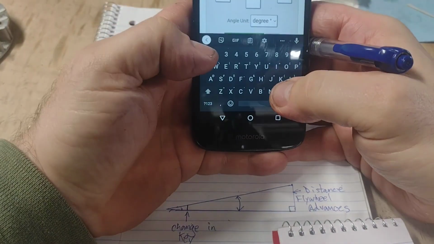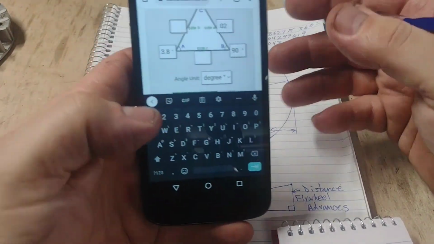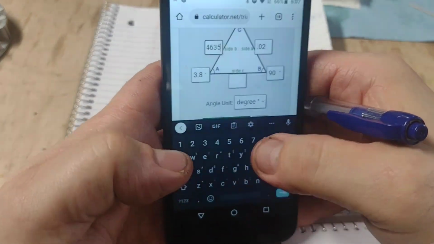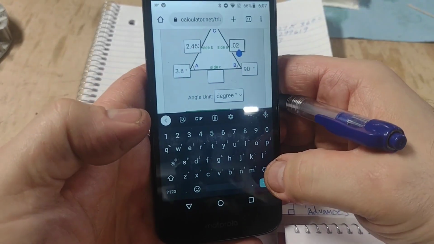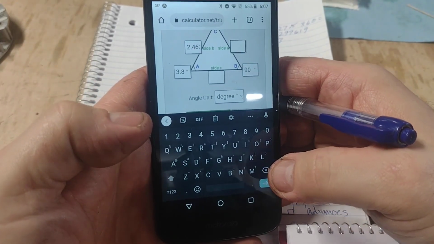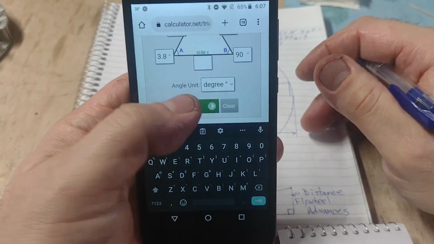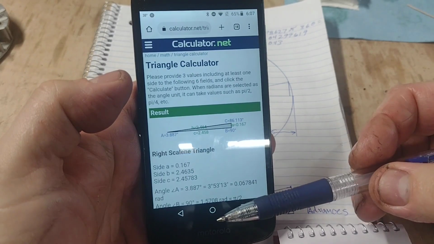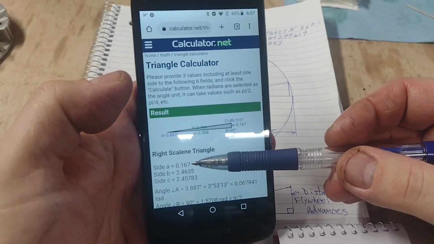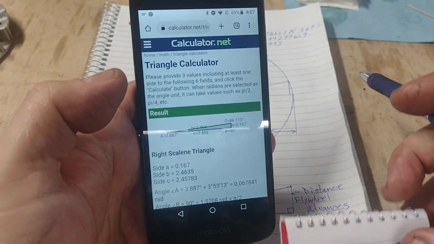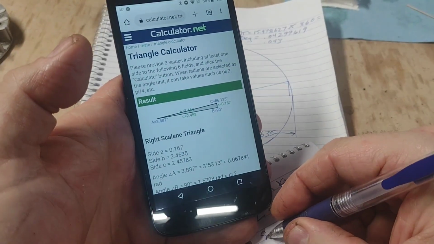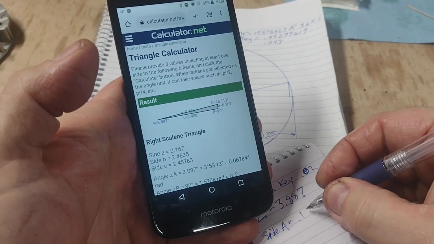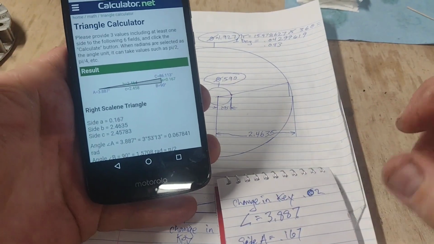Hypotenuse is 2.4635. Side A, we don't know. That's what we're trying to figure out. So get rid of it. Calculate. 2.4635 is there. All right. Side A is 167 thousandths. So side A equals 0.167.